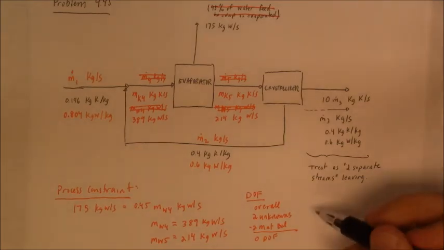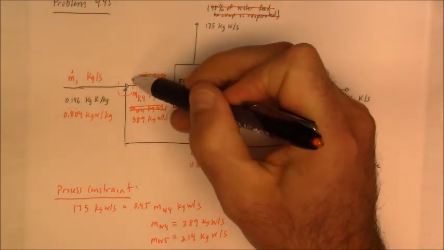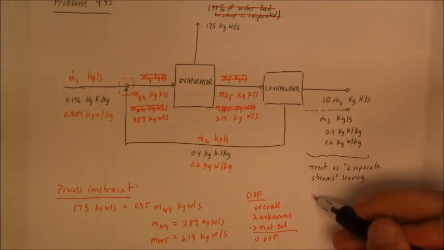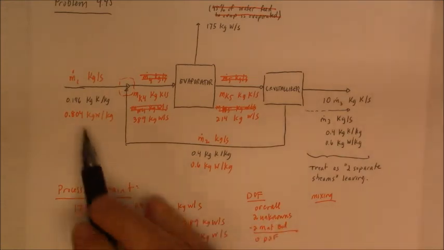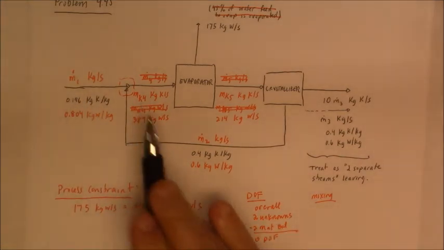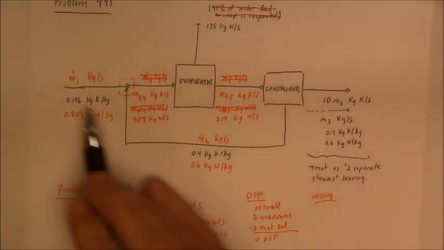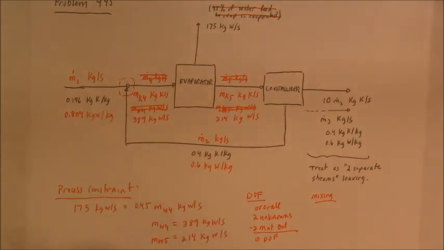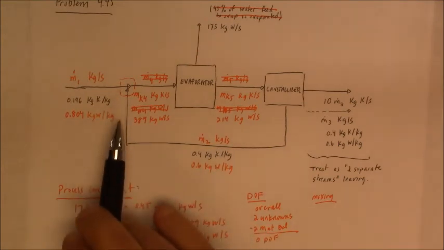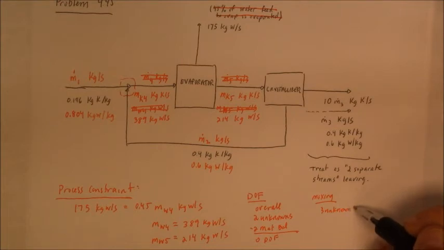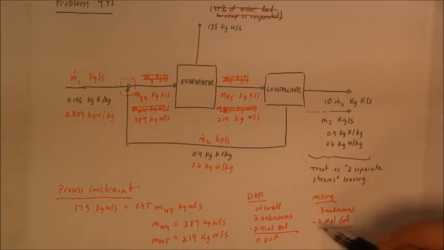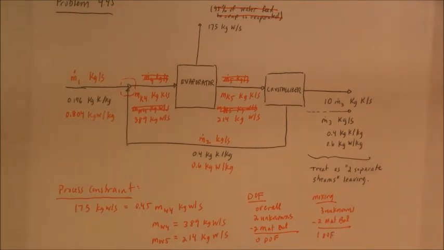We have the mixing point. So here's the mixing point. At the mixing point, we have M1, M4, and M2. So we have three unknowns, and then here I have my two material balances, nothing more, and so I have 1 degree of freedom.